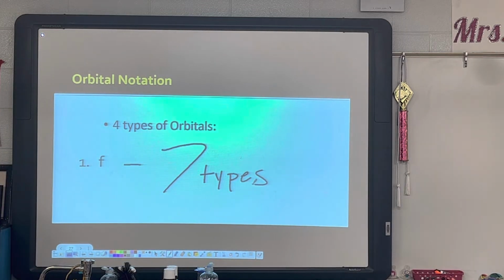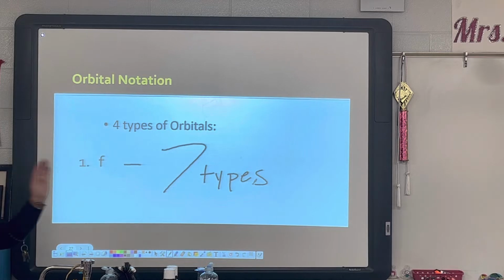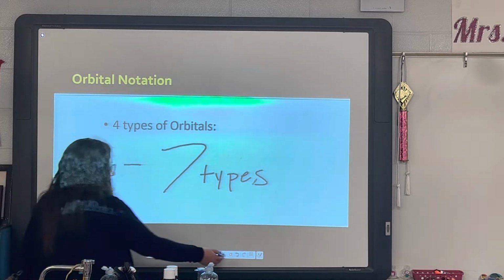They're not even in your textbook. So we're not going to try and draw those. Just know there are 7 types of f orbitals. 7 types. But we haven't done much with the f block, have we? No. I told you you wouldn't have to do that in electron configuration, so you won't have to in orbital notation either. Alright, so moving right along.